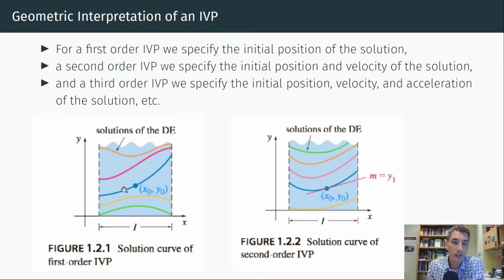So geometrically, there's a whole bunch of possible solutions to a differential equation, but when you specify the initial position, then you're locking into one particular solution. For a second order, you'd have to not only specify the initial position, but also the initial velocity. So you might have multiple curves going through that point with different slopes, and then once you lock in the slope and the point, that locks in a solution. So that's kind of an idea of first and second order.